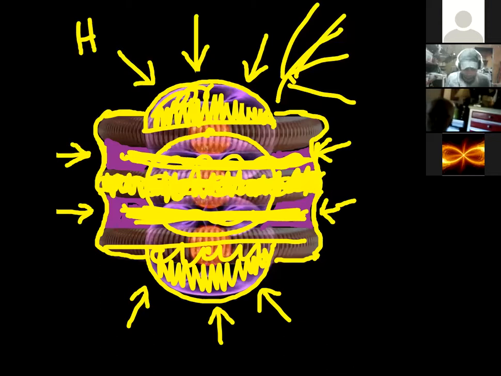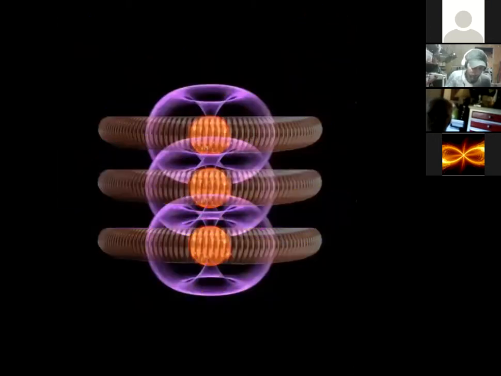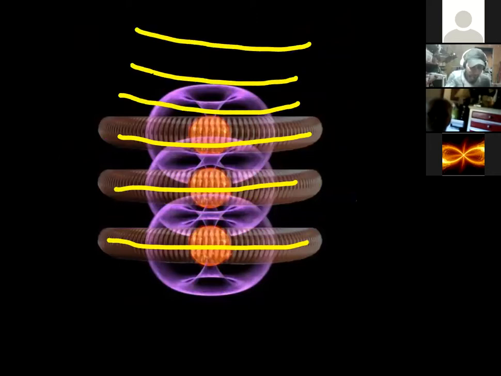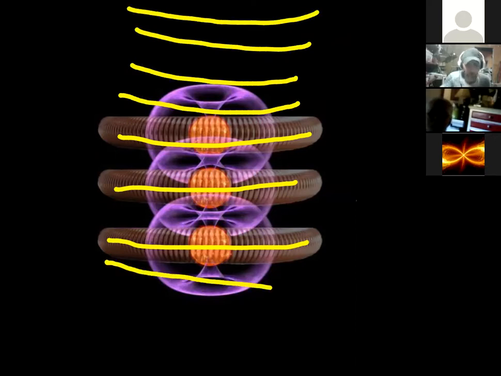Keep adding to this stuff. If this is just one coil here, this is the second coil, this is the third one. What are you going to do when you do 8? What's going to happen? You're going to create how many of these?